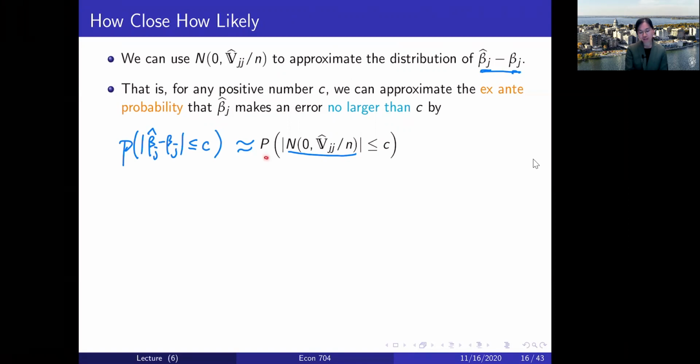And how do you calculate this probability? Well, because this is normal, we want to first turn the left-hand side into a standard normal. To do that, we divide it by the standard deviation of that distribution. Of course, we need to divide on both sides. So on the right-hand side, you should have C divided by the standard error of beta j hat, which is the standard deviation for this normal distribution.